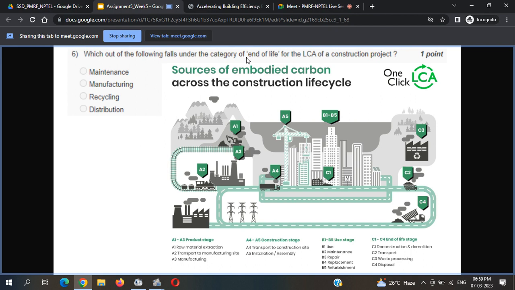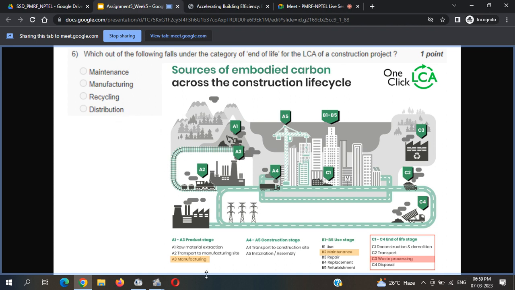So what the question is asking, which of these fall in the end of life stage? So you can see end of life involves deconstruction, demolition, transport, waste processing, and disposal. And our options here are maintenance, manufacturing, recycling, and distribution. You can see clearly manufacturing is part of the product stage. It's not part of the end of life. Same, maintenance is part of the use stage. It is not a part of the end of life.